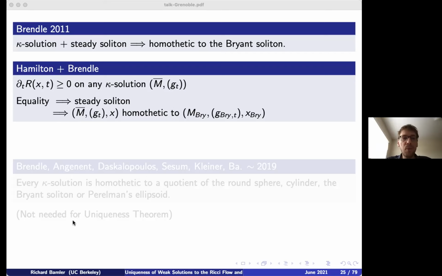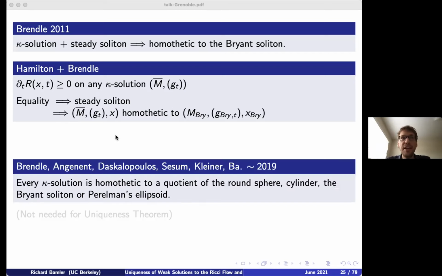And then more recently, the classification of kappa solutions was in fact completed by Brendle, Angenent, Daskalopoulos, Sesum, and there's some alternative approach by Bruce Kleiner and myself. So in fact, what we now know is that every kappa solution is just homothetic to a quotient of either a round sphere, a cylinder, or it's homothetic to the Bryan soliton, or to an ellipsoid, or its Z2 quotient. Okay? And there's a certain type of ellipsoid that one can define.